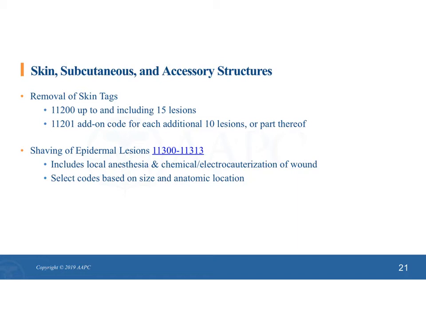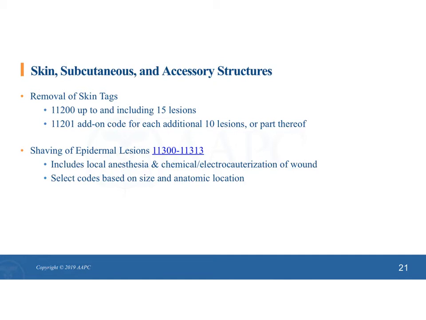Removal of skin tags has 2 codes. Code 11200 is for the removal of skin tags up to and including 15 lesions. The add-on code 11201 is for each additional 10 lesions or part thereof. So what does that mean? If we have 16 lesions, how would we code that? Well, we would code 11200 for the first 15 and 11201 for the additional lesion.